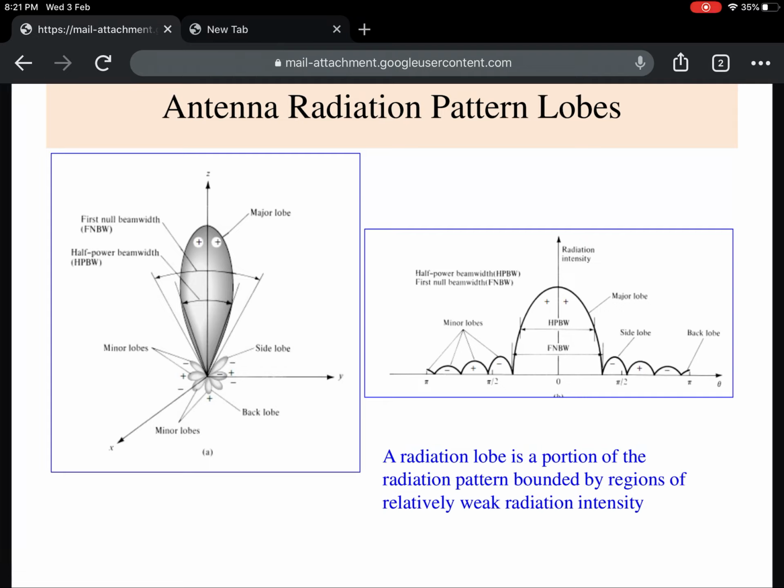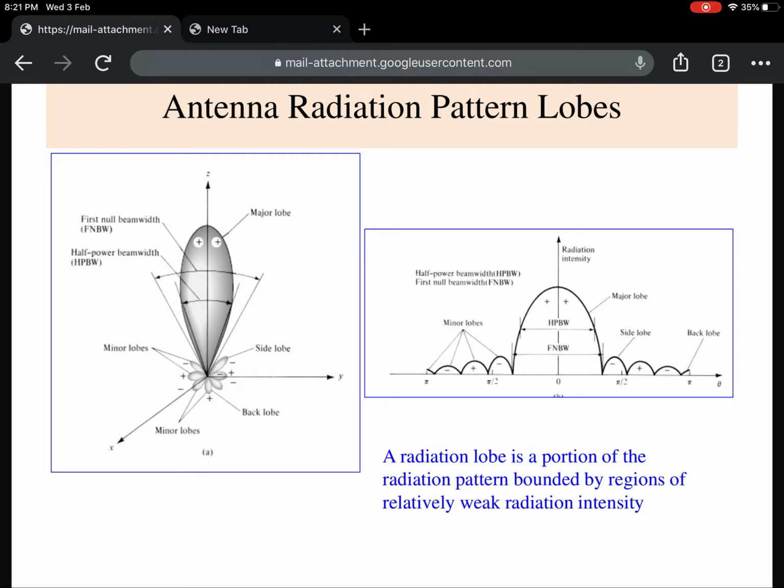Except the major lobe, whatever lobes are present, we call them minor lobes. Now the minor lobes can be sub-classified: there are some lobes which I call side lobes, and there are some lobes which I call back lobes. The side lobe means a lobe which is not the major lobe, adjacent to the major lobe, and it is taking some portion of the radiation and directing it in a different way, not in the intended direction, like along the z axis. Those lobes carry a certain amount of power and are called side lobes.